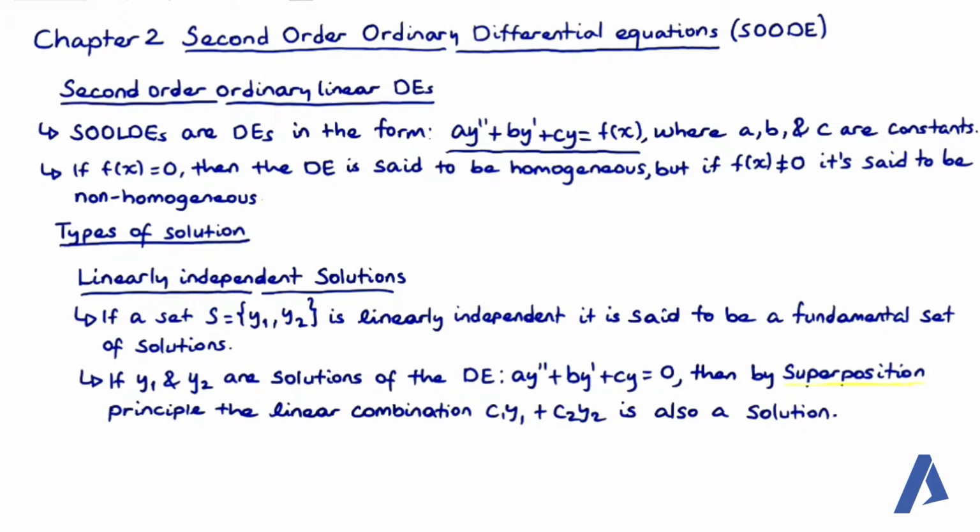ስለዚህ እዚህ ጋር f of x is equal to 0, the differential equation is said to be homogeneous, and if f of x is different from 0, the differential equation is said to be non-homogeneous. በመቀጠል we look at the different types of solutions. መጀመሪያ there's linearly independent solutions.